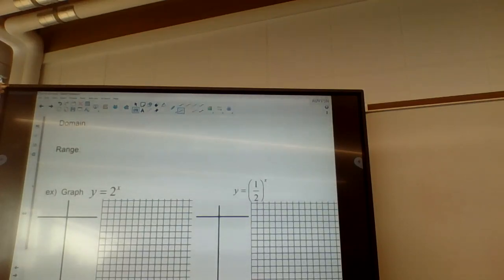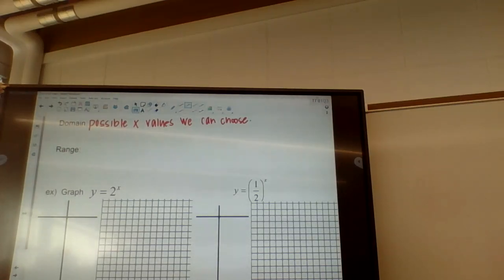So the first word is the domain. And this is a word you're going to use throughout the rest of your high school math career. I think we talked about it a little bit earlier in the year. This is the possible x values. Now we're choosing x values for our graph. Make sure you're taking notes with us, please.